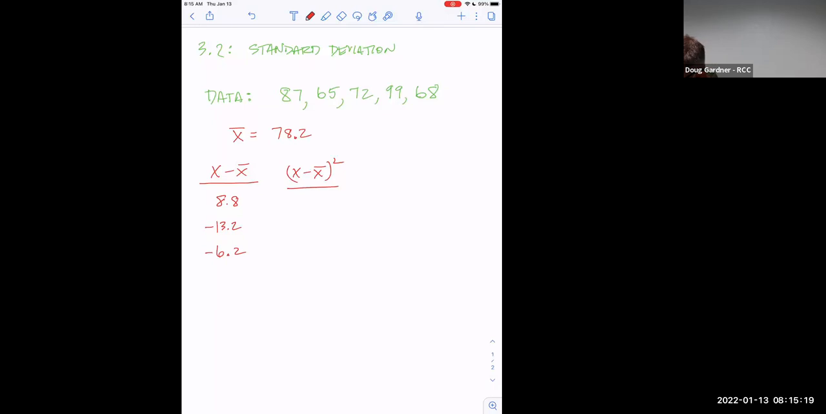So this is not hard, but it would be easy to push a button wrong here. This is very important.